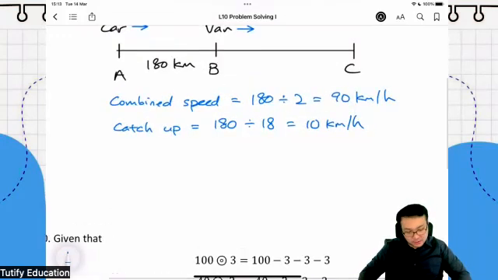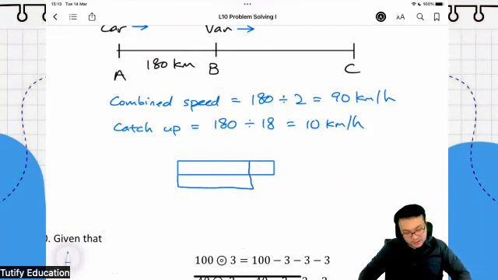Very good. So now over here, we can draw a model. We can say that the police car and the van, the car is traveling 10 kilometers faster than the van. We already know that the total speed is 90. 90 minus 10 equals 80.